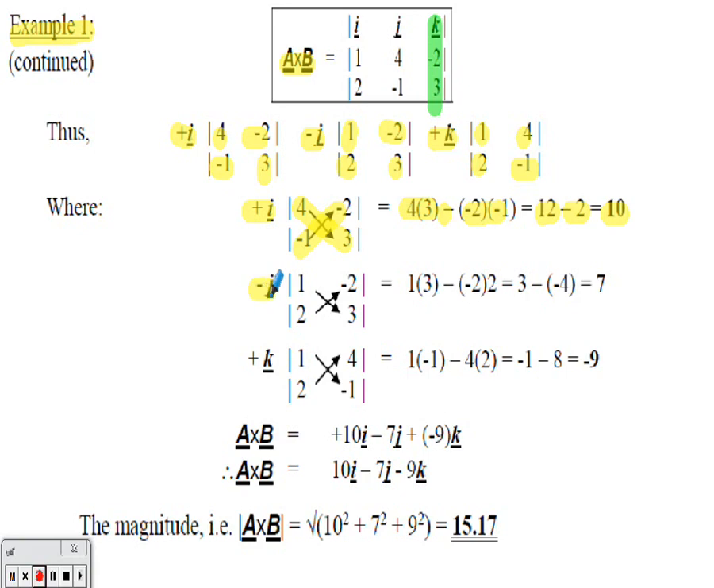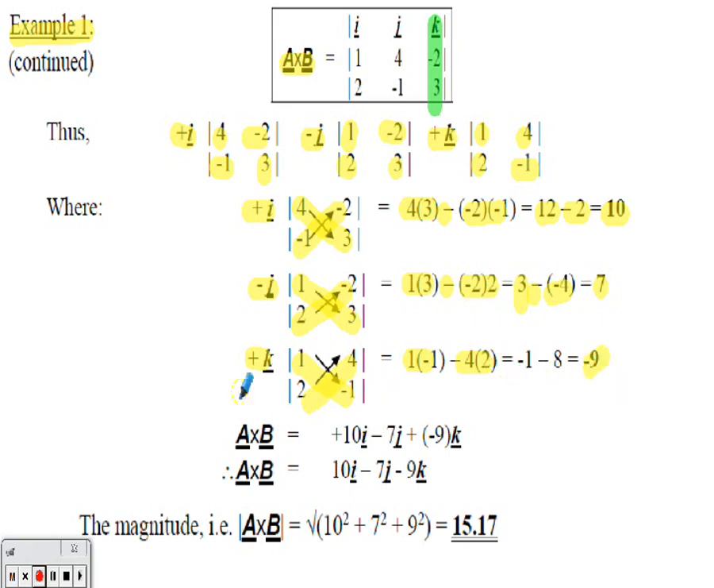For the minus j determinant, we've got 1 multiplied by 3 take away the minus 2 times 2. So 1 times 3 take away minus 2 times 2. Again, be careful of your directed numbers. That 3 take away minus 4 gives us 7. And finally for the k component, plus k, it's 1 times minus 1 take away 4 times 2. So 1 times minus 1 take away 4 times 2 gives us minus 9.